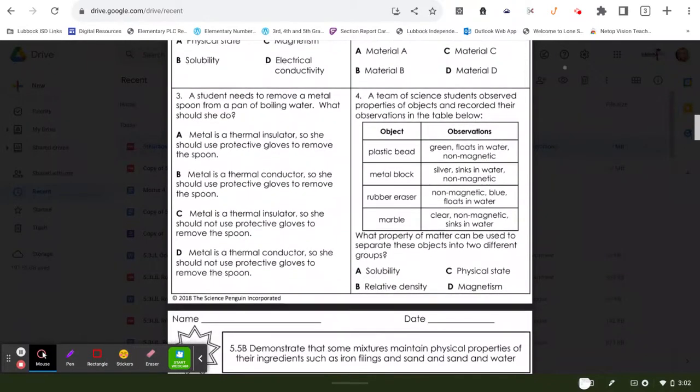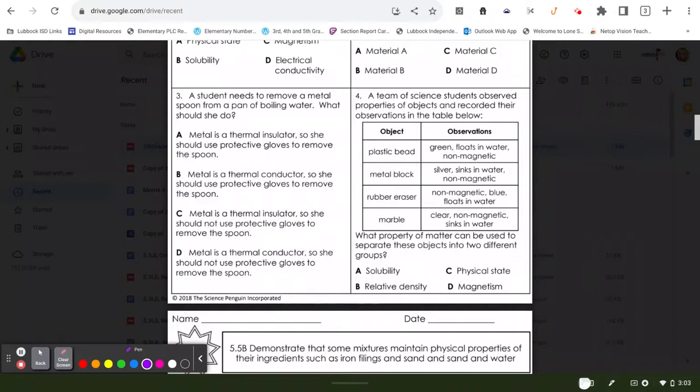Next, a student needs to remove a metal spoon from a pan of boiling water. What should she do? Okay, we have talked about this. What's going to happen if the boiling water is in a pan on the heat and we stick a metal spoon in there and we walk off and forget it? What's going to happen to it? It's going to get hot.